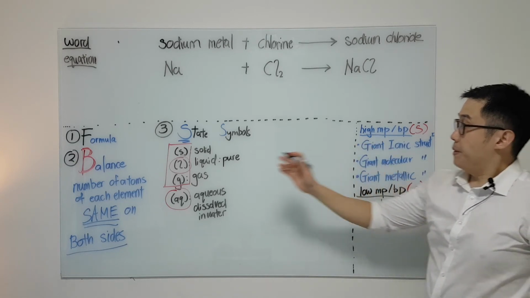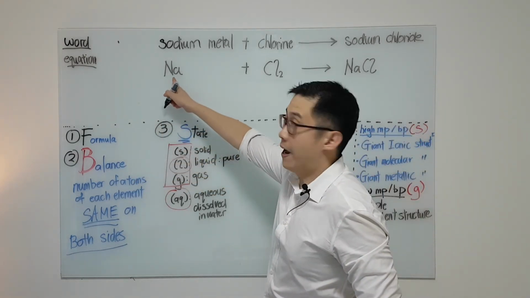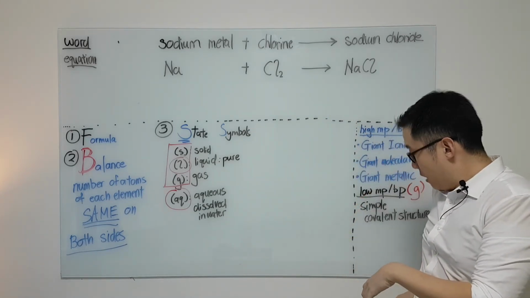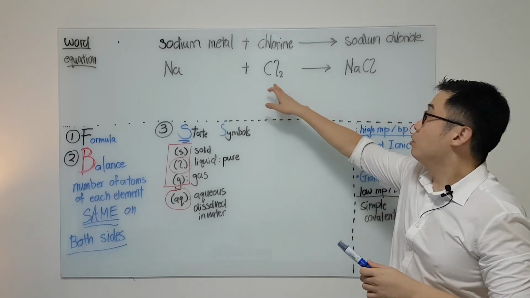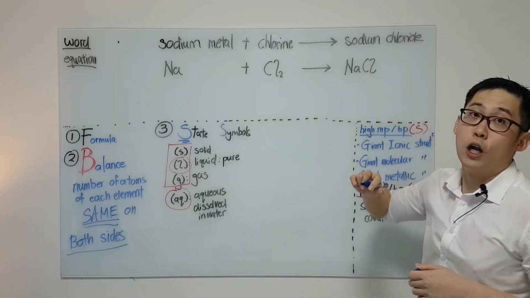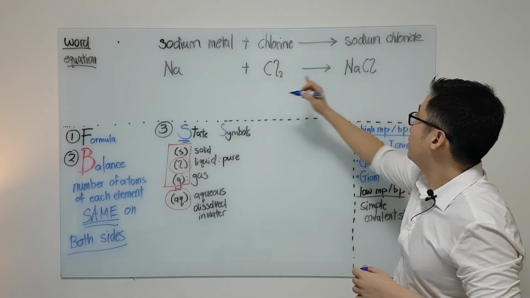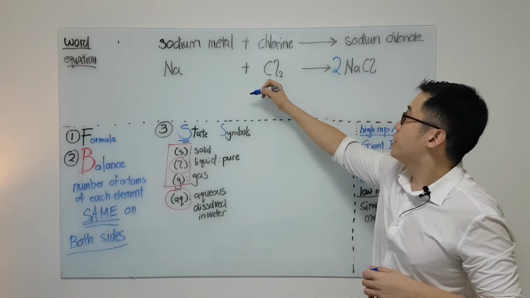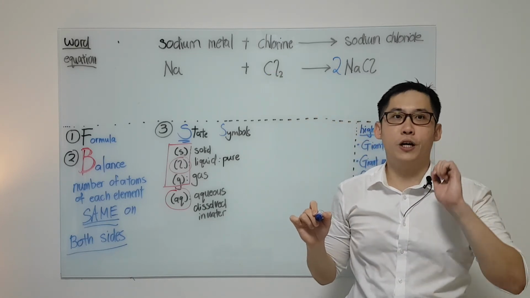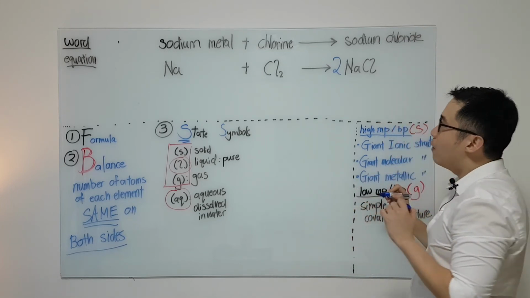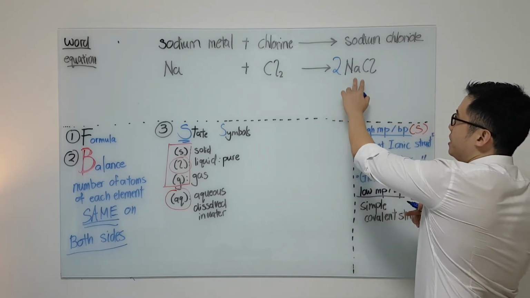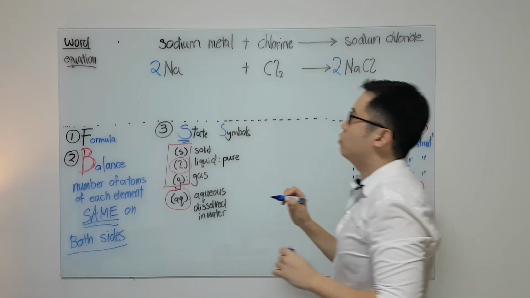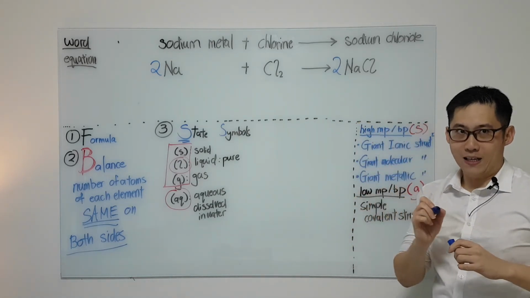Now, the next step is to balance. Sodium, I have one atom here, one atom here, so we are balanced. Let us consider chlorine. I have two chlorine atoms here and one chlorine atom here. So in order for me to balance, I'll add a 2 here, so that 2 chlorine atoms on the product side matches 2 chlorine atoms on the reactant side. However, in this case, I will cause here to have 2 sodium atoms, so I'll add a 2 here to balance the sodium atom as well.